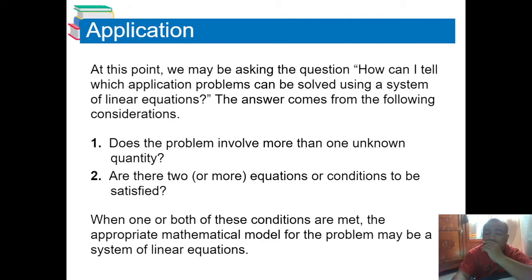Let us now apply our knowledge in solving systems of linear equations. At this point, we may be asking the question, how can I tell which application problems can be solved using a system of linear equations? The answer comes from the following considerations. Does the problem involve more than one unknown quantity? Are there two or more equations or conditions to be satisfied? When one or both of these conditions are met, the appropriate mathematical model for the problem may be a system of linear equations.